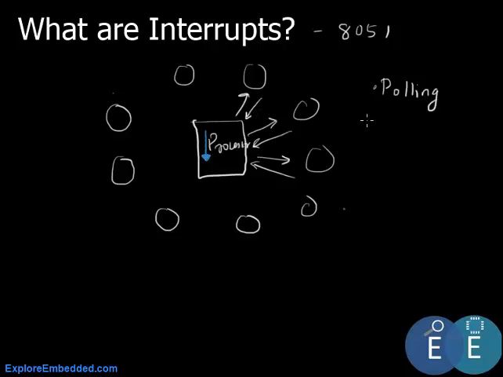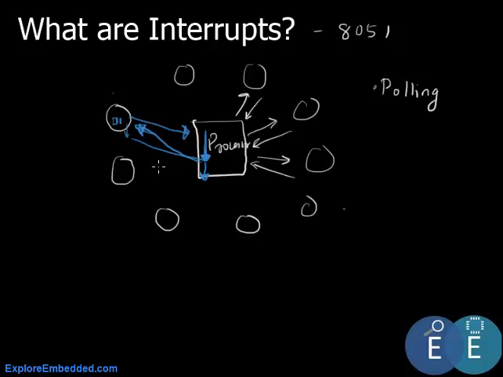Now instead of the processor asking the devices if there is any work, what the processor can in fact do is its own job, and the devices which require the attention of the processor interrupt it. So if they interrupt its execution, it goes to the process that has interrupted, executes that, and then comes back and resumes its work.